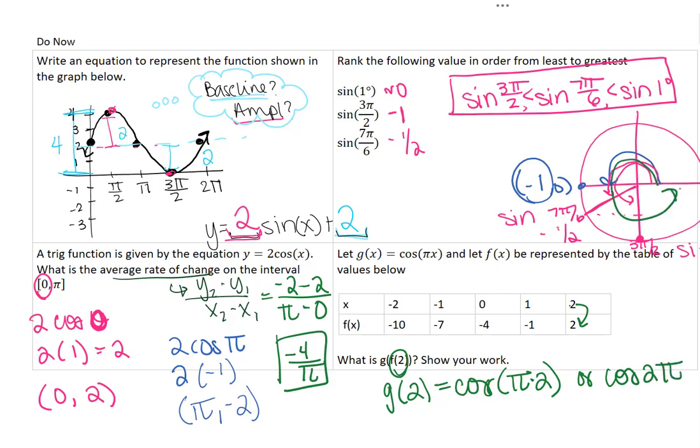Thinking back to my unit circle, I know that's 1 full rotation, and cosine of 2 pi is going to be +1. So I'm going to say g of f of 2 equals +1. And we're done.